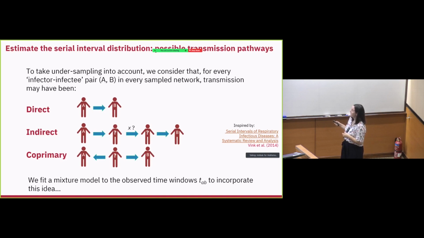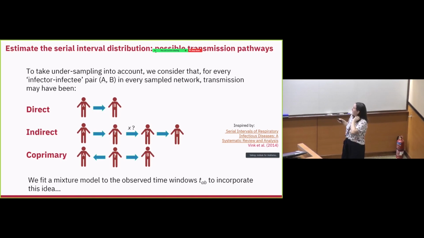It could also have been indirect. We had some unsampled cases along the way between A and B. The third one is slightly more complicated, but not too much. This is what we call co-primary infection, inspired by this paper by Vink and others in 2014. This is the case in which an unsampled person actually infected both A and B.